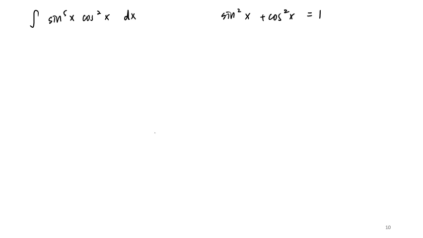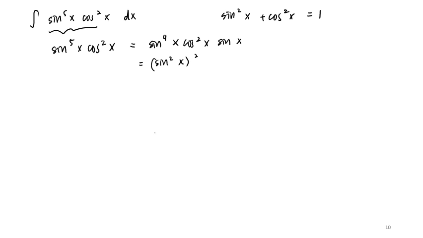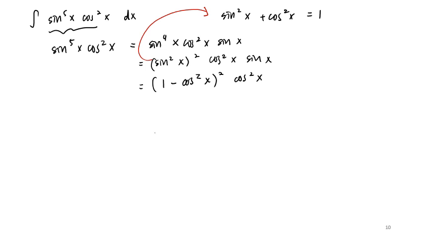So take this term here, sine 5 x cos squared x. We can break it down to sine to the power of 4 x cos squared x and sine x. Then we can take this as sine squared x, squared, times cos squared x sine x. Here, this sine squared x, you can substitute using this trig identity. Then you put this as 1 minus cos squared x, the whole thing squared, then cos squared x sine x.